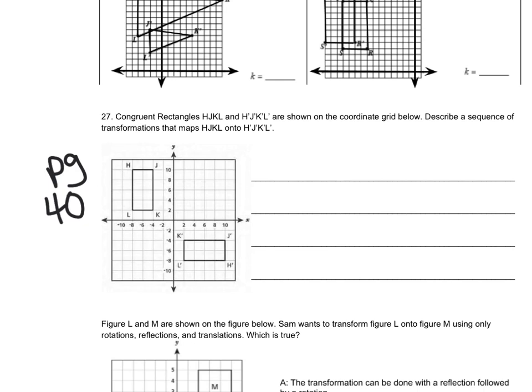First thing I notice is that my original rectangle is vertical and the newest rectangle that I'm trying to get to is sideways. So that tells me that I'm going to need to rotate because it's spun. So let's try rotating. We'll do 90 degrees clockwise to the right.